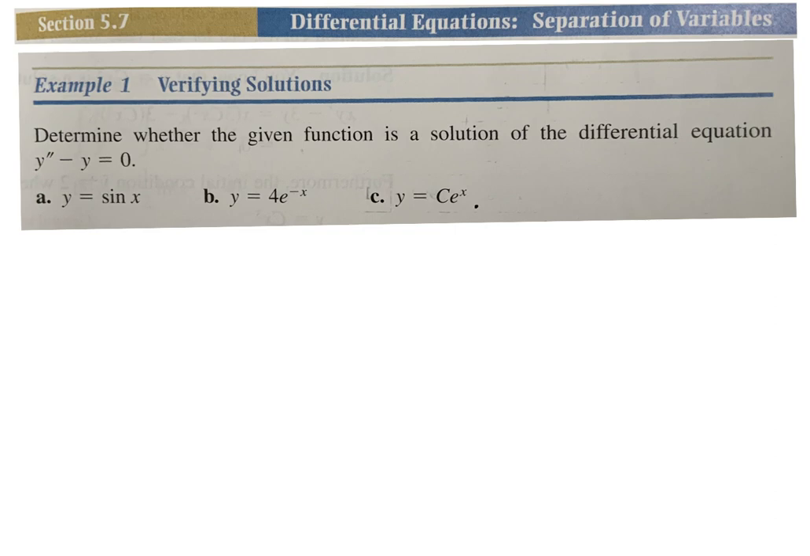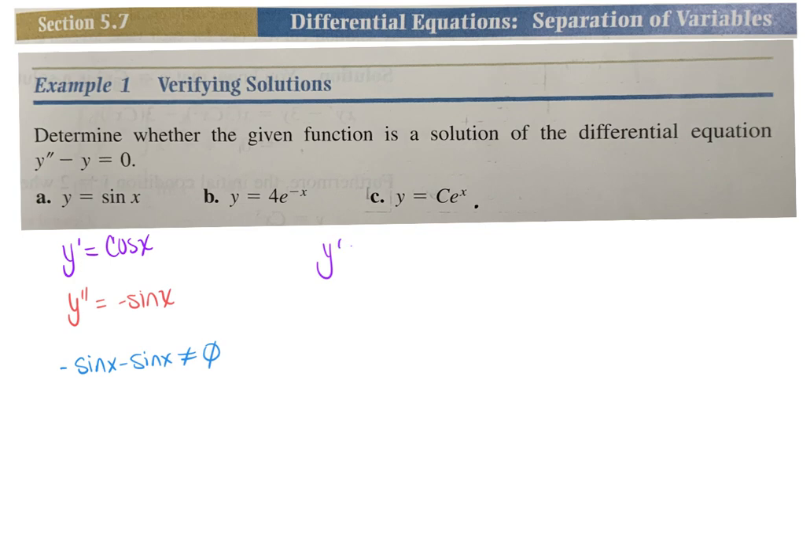To find the second derivative, you just take the derivative twice. That's pretty easy. If I take the first derivative of sine, the derivative of sine is cosine. And then if I take the second derivative, the derivative of cosine is negative sine. They want to know what happens when I subtract the original from the second derivative. Well, negative sine of x minus sine of x does not equal 0. That equals negative 2 sine of x. So that's not a solution to that equation. Let's look at the next one.